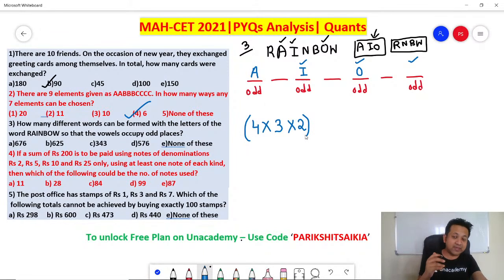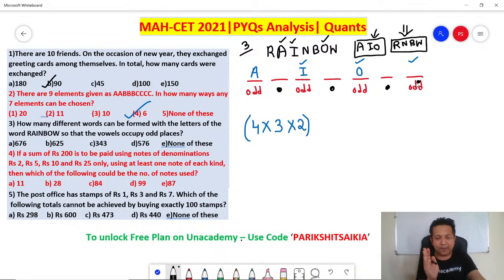That's done. Now think about the consonants. How many consonants are there? 4 consonants, right? How many blank spaces are there at this point of time? 1 blank space, 2 blank space, 3 blank space, 4 blank space. Will I consider the odd place? Definitely yes. Because out of the 4 odd places, vowels will go in only 3. 1 odd place will be empty, where obviously the consonant will go. So 4 places are there for the consonants.